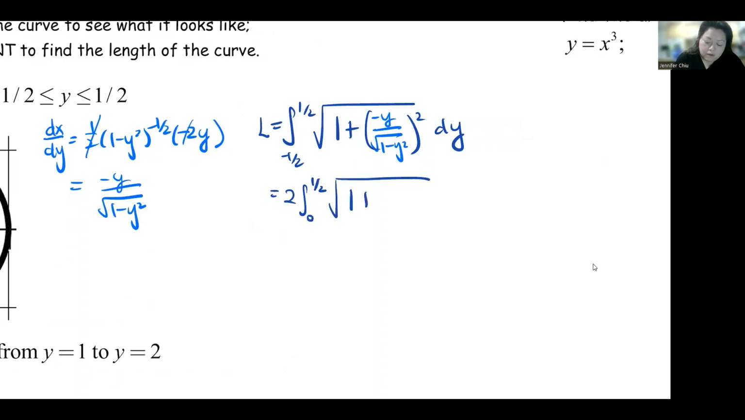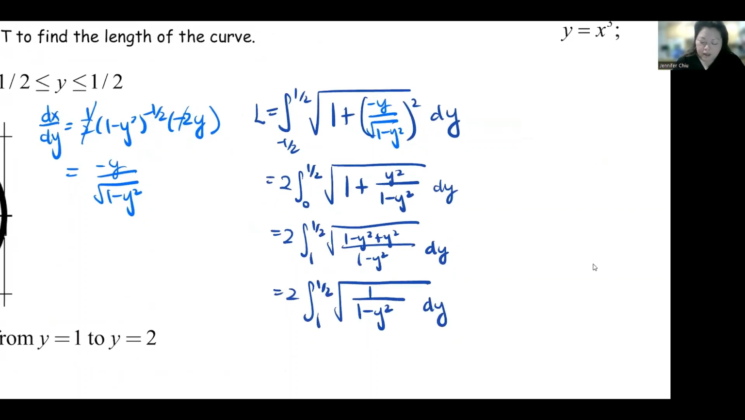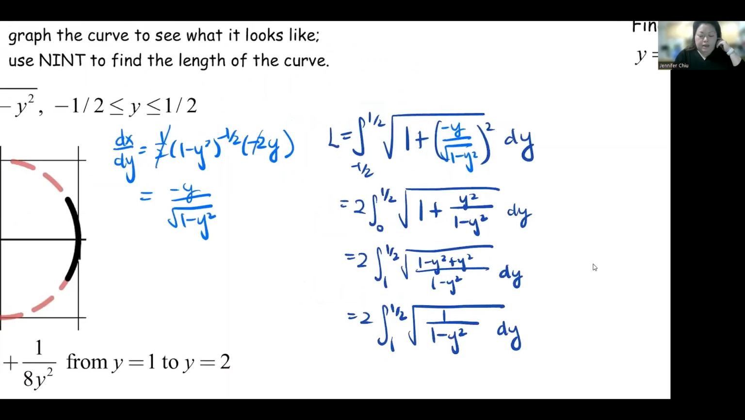Okay, you have 1 plus y squared over 1 minus y squared, dy. And then I think for me, I'm just going to clean this up a little bit more by doing crisscross applesauce, combining my fractions here. So I have 1 minus y squared plus y squared all over 1 minus y squared, dy. So my integral is actually a lot cleaner at 1 over 1 minus y squared, dy. Okay, all right. So that is part A. Part A is to set it up. We did that. Part B is to graph it.